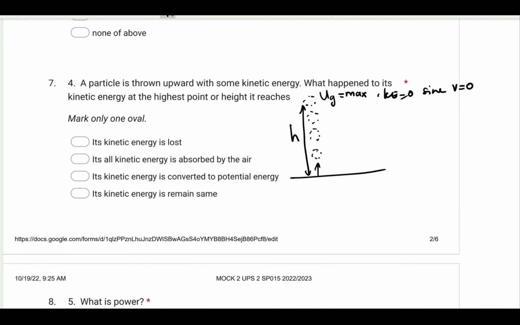Okay, so question number 4. Its kinetic energy is lost? No. Its all kinetic energy is absorbed? No. So its all kinetic energy is absorbed by the air? No. Its kinetic energy is converted to potential energy. Itu yang paling tepat. Okay.